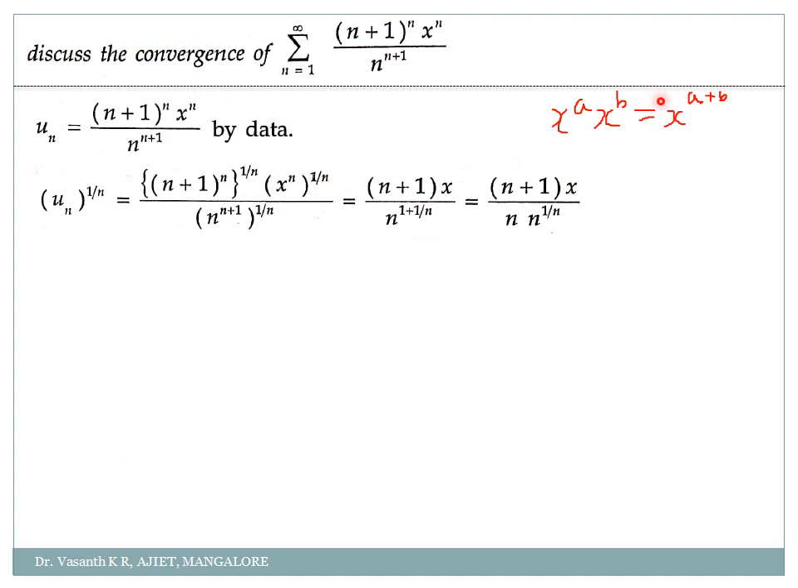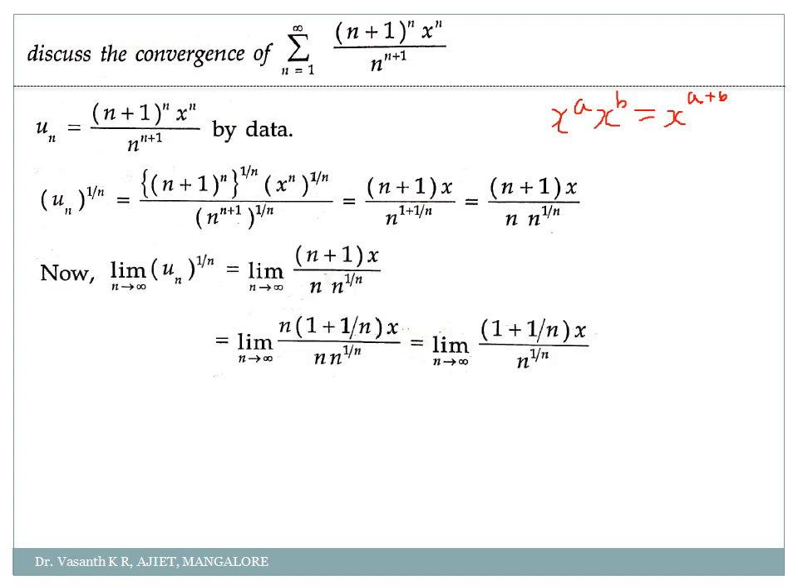If you want, I'll just show you. x to the power a into x to the power b is always equal to x to the power a plus b. Okay. So always remember one thing, my dear students, x to the power a into x to the power b is always equal to x to the power a plus b. Whenever the powers are added, we can multiply it. Same way here, n to the power 1 plus 1 by n, I can write as n to the power 1 into n to the power 1 by n. Clear? Okay.